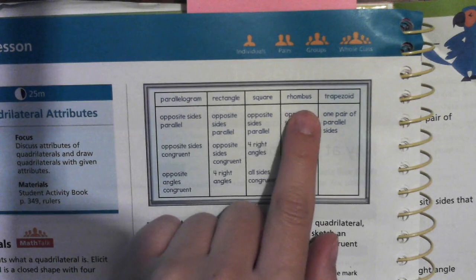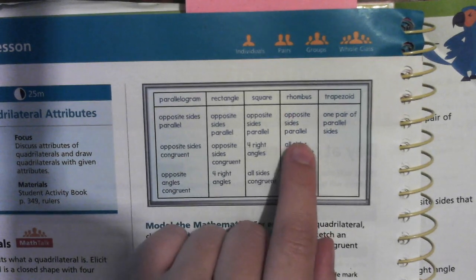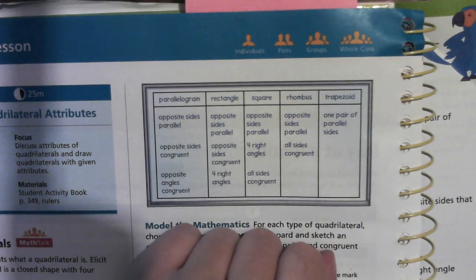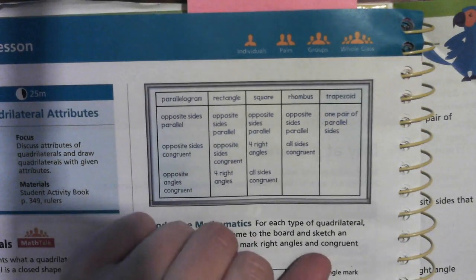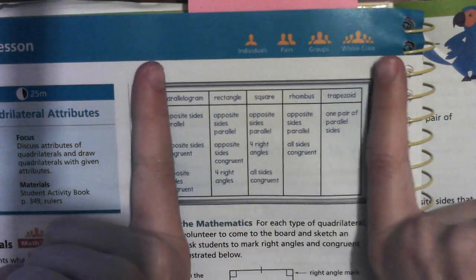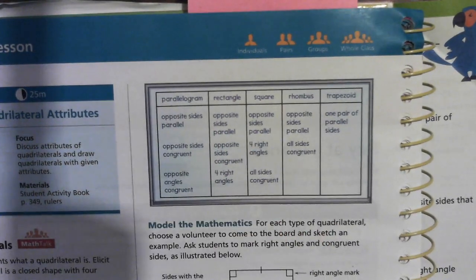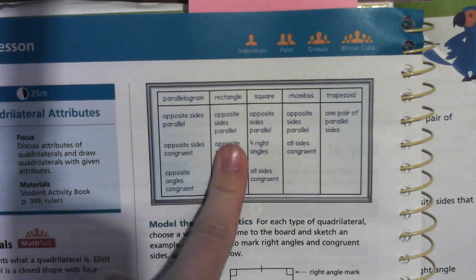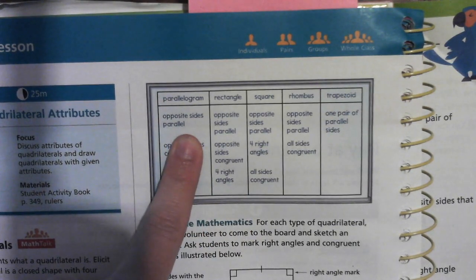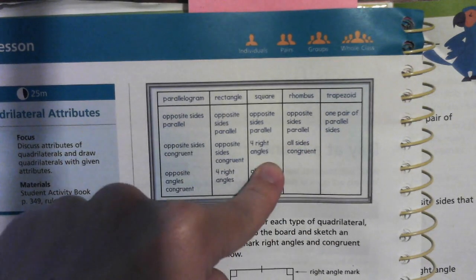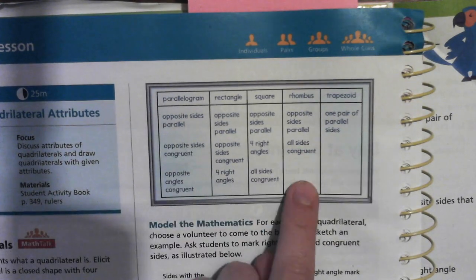A rhombus, that's how you say this word, rhombus. A rhombus has opposite sides that are parallel, and all of the sides are congruent. So opposite sides will never touch, and all the sides are the same length. So a rectangle is a parallelogram, just like a square is a rhombus.